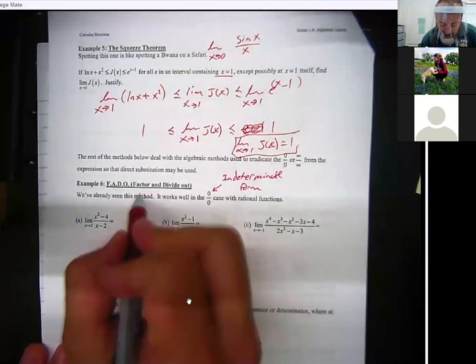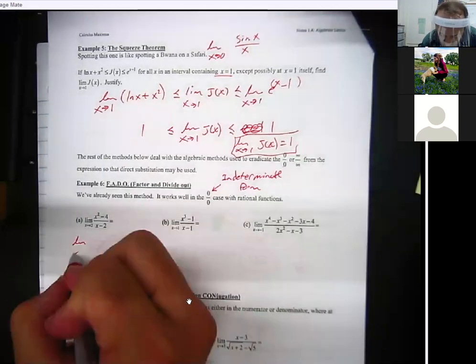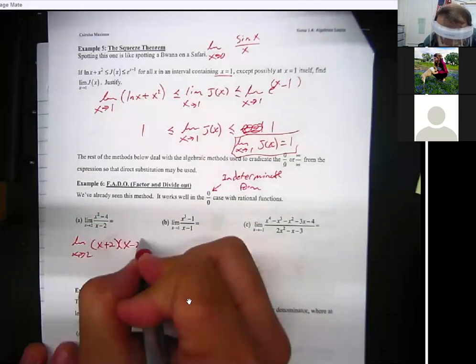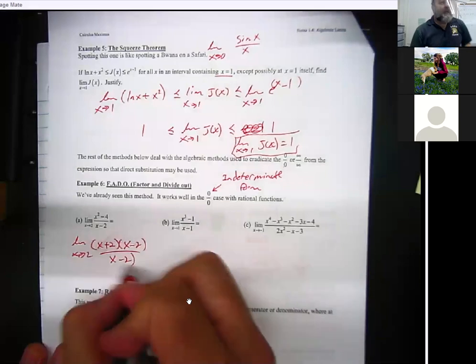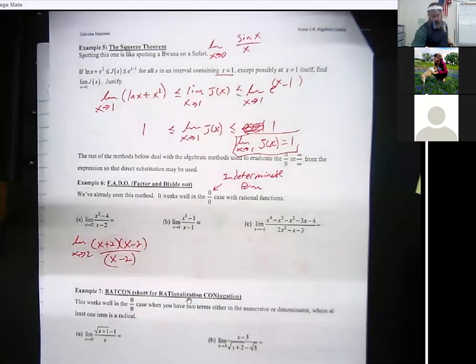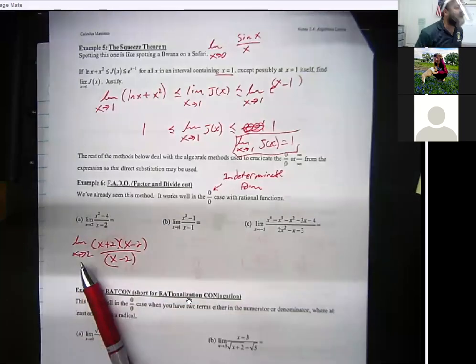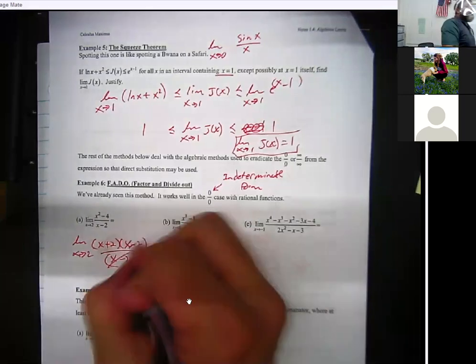So notice it says factor and divide out. So that's what we're going to do. We're going to start by rewriting this as x plus 2 times x minus 2 on top. And now here's the deal. When you say limit, are you allowed to plug in the number 2 technically? No. What does a limit say? Technically, it says get really super close, but don't touch it.